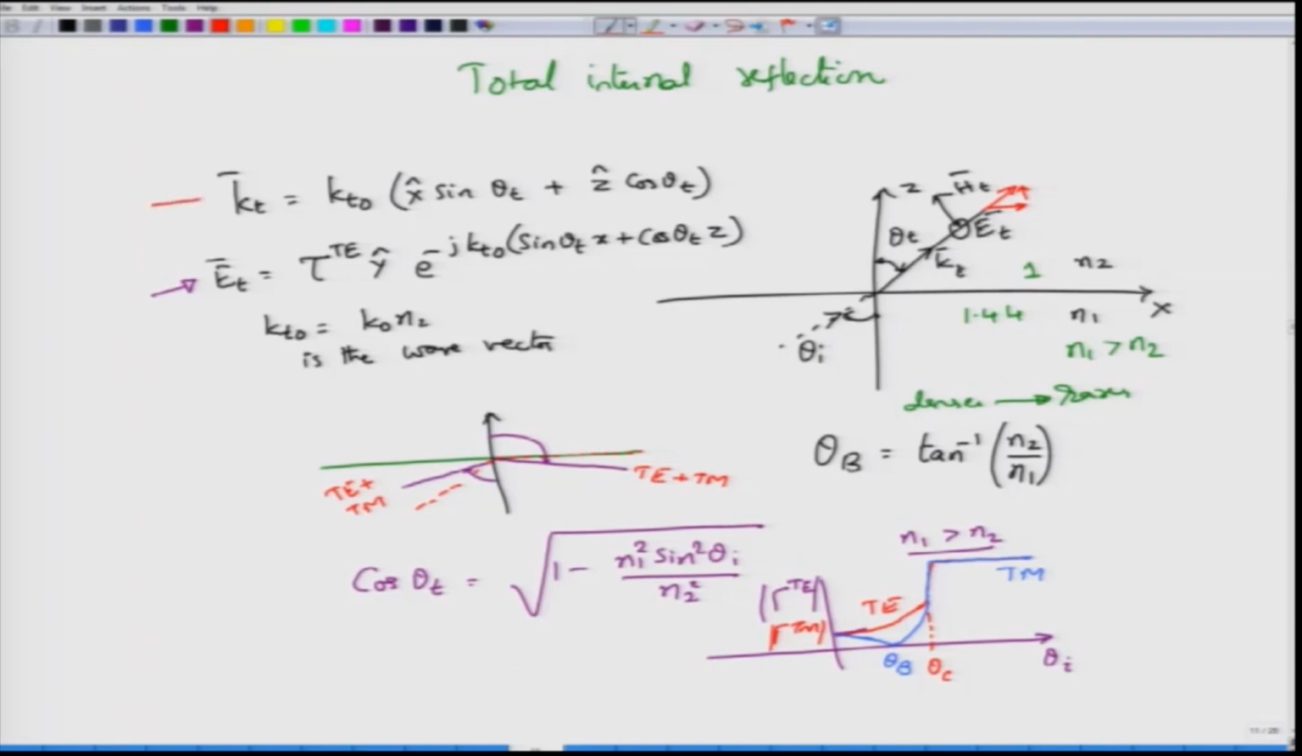So, this expression I hope you know, and of course, this expression for k t 0, which is the magnitude of the wave vector in the second medium, will of course be equal to k 0 times n 2. Now, go back to this expression of cos theta t and substitute that expression into the electric field expression.